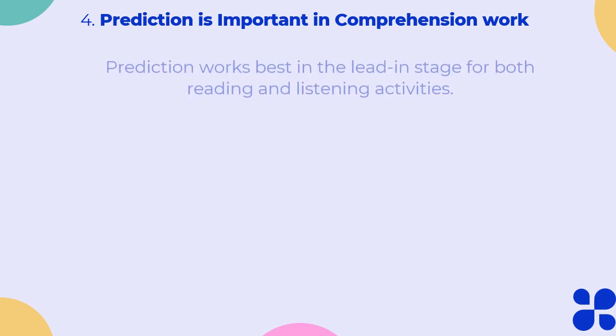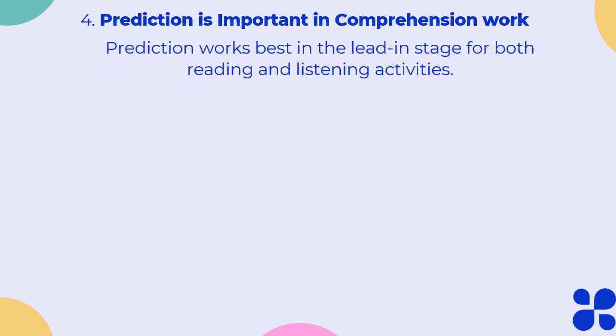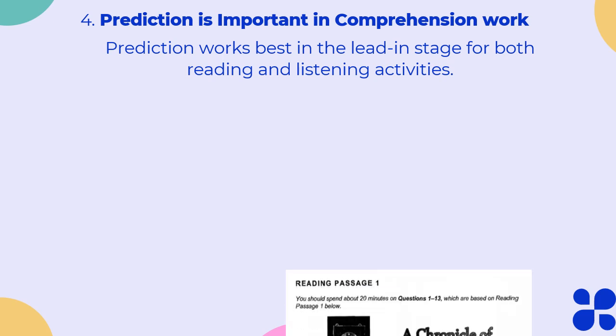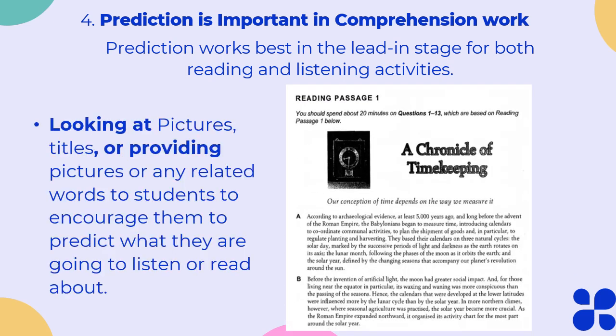So prediction works best in the lead-in stage for both reading and listening activities. Before a reading text, you might show students the title, the pictures around the text, or any related words under the topic, and then you ask them what they think the story will be about.